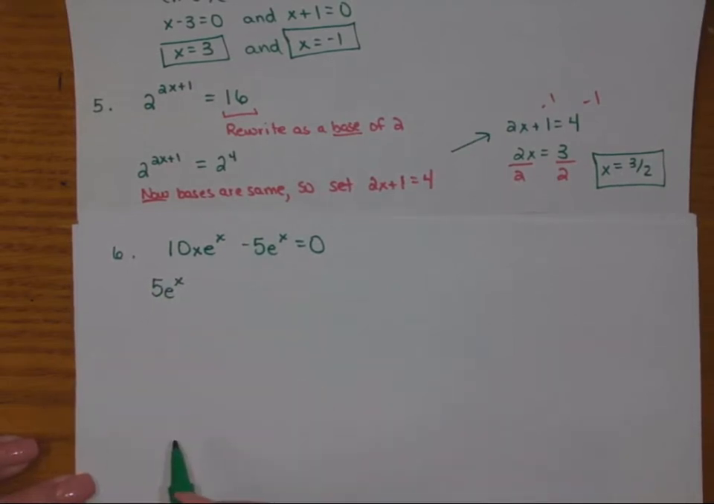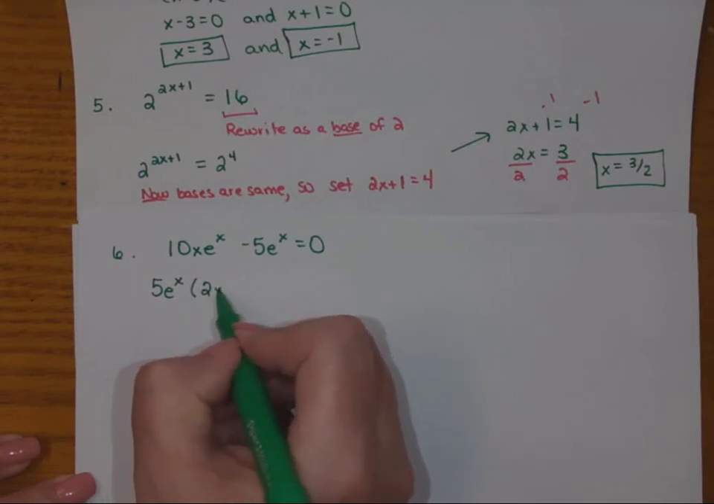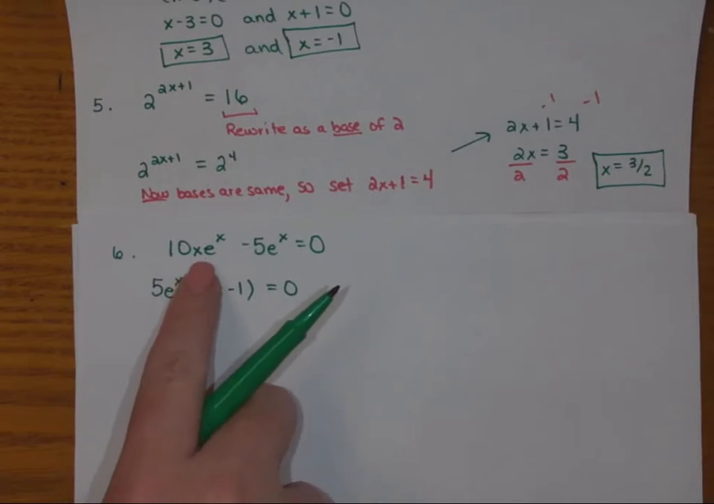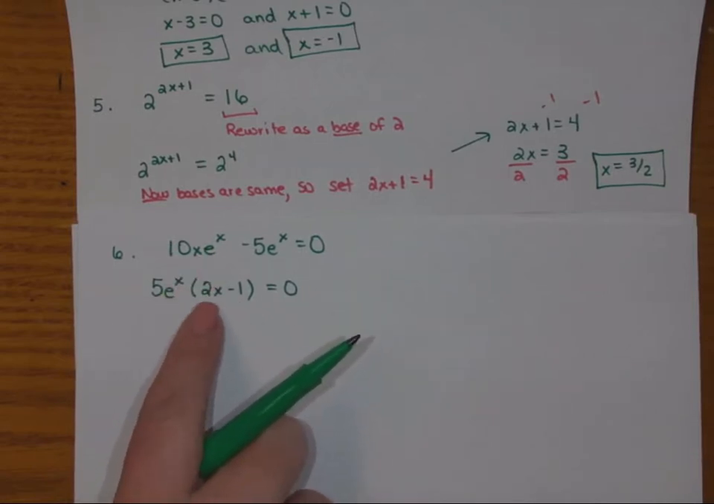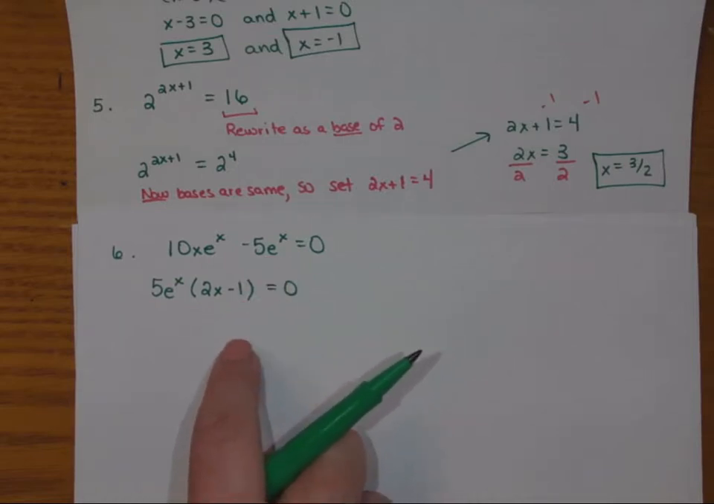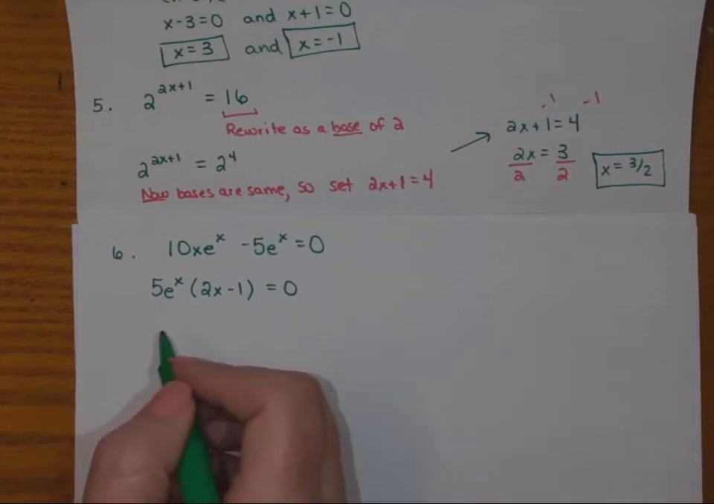So I'm going to factor 5 times e to the x out here, and then I will get 2x minus 1. Like if I divide a 5 e to the x term out of here, I only get 2x left. If I divide a 5 e to the x out of here, I just have a 1, since something divided by itself is just 1. And then you set each part equal to 0.